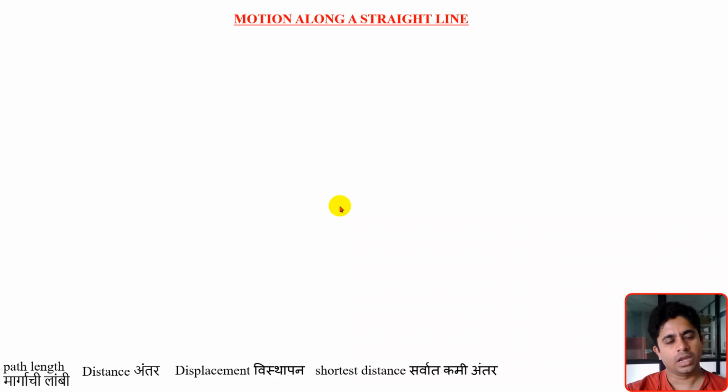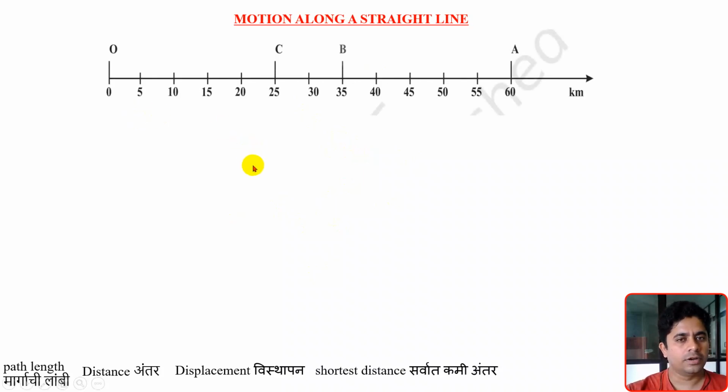Hello everyone. Last video we discussed different types of motion like circular motion, straight line motion, rotary motion and vibrational motion. So in this video we will discuss one of the simplest motions, that is straight line motion. Let us consider this graph or one picture.